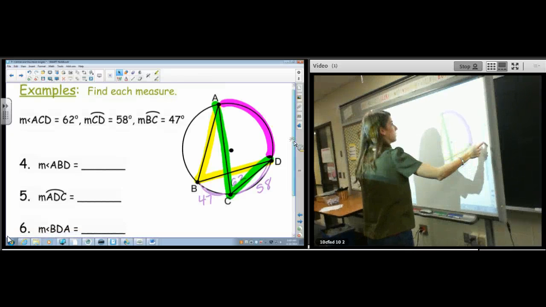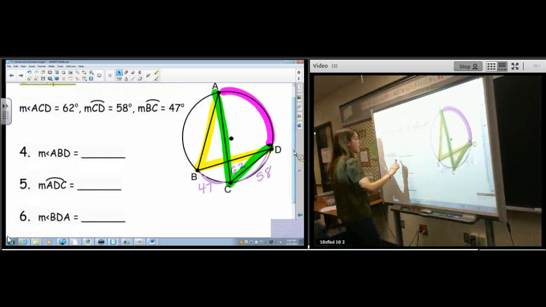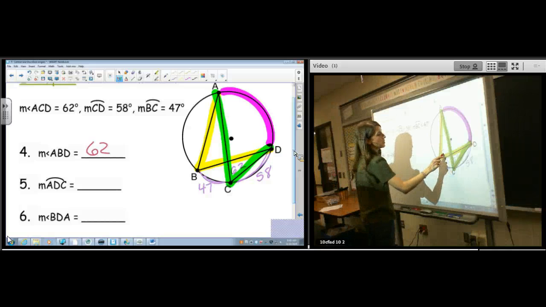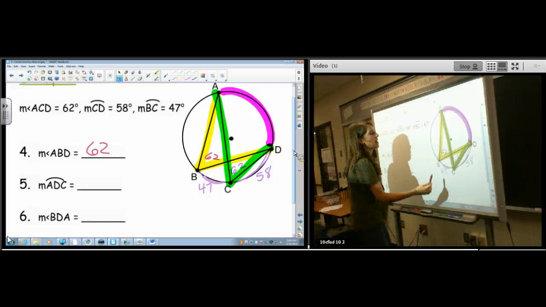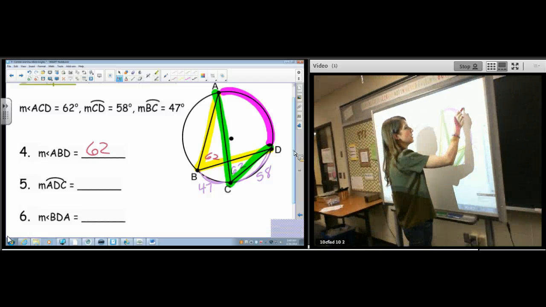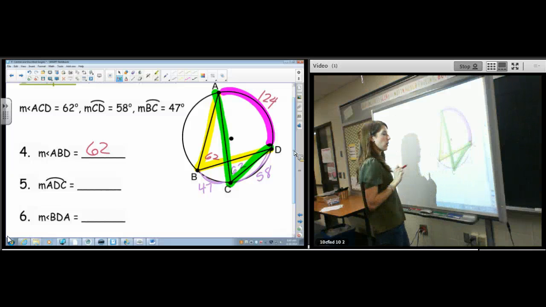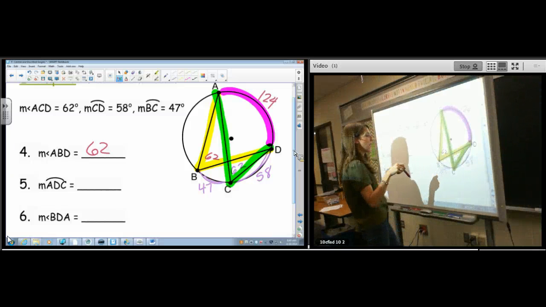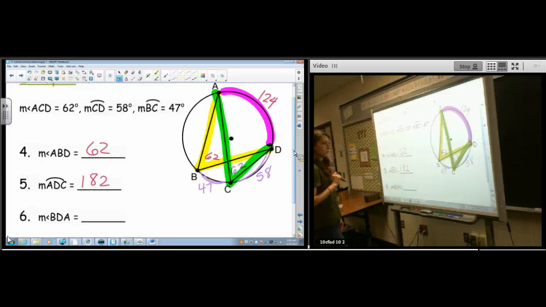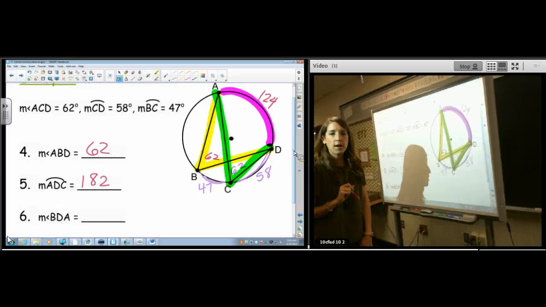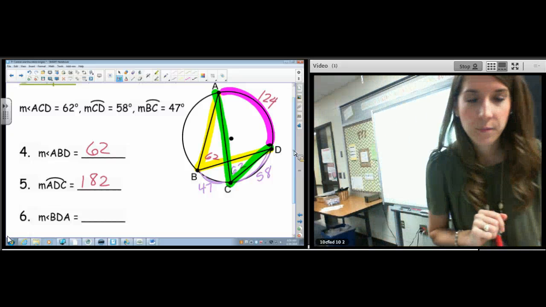So, angle ABD is automatically 62. 62, 62. ADC, well, first we have to find AD. We take 62 and we double it. 124. And then we can find ADC, 124 plus 58. 182. We okay so far? Just adding things together?